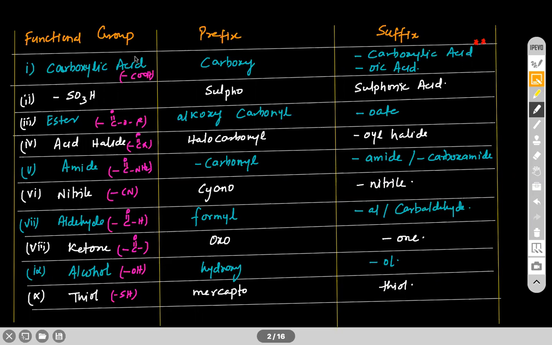See here, I have written: carboxylic acid, suffix is carboxylic acid also, carboxamide, carbaldehyde. When we use these suffixes, we will discuss that rule separately. Okay, so that's why I have written it here.